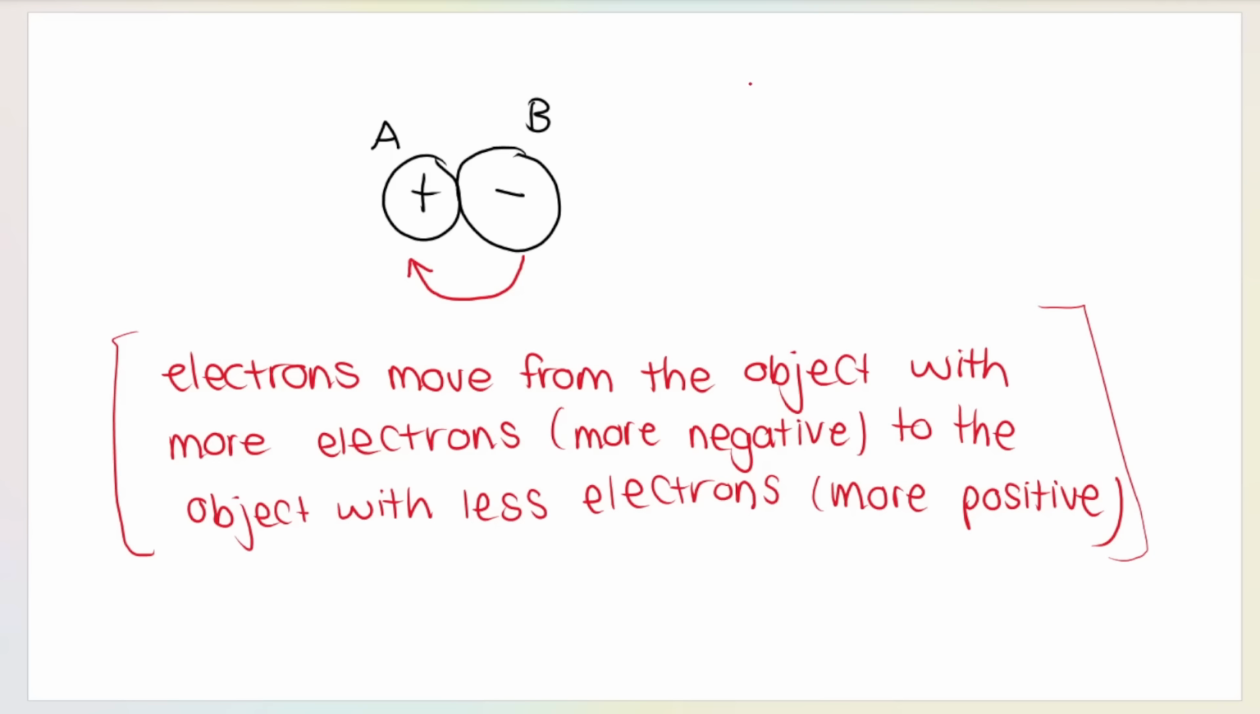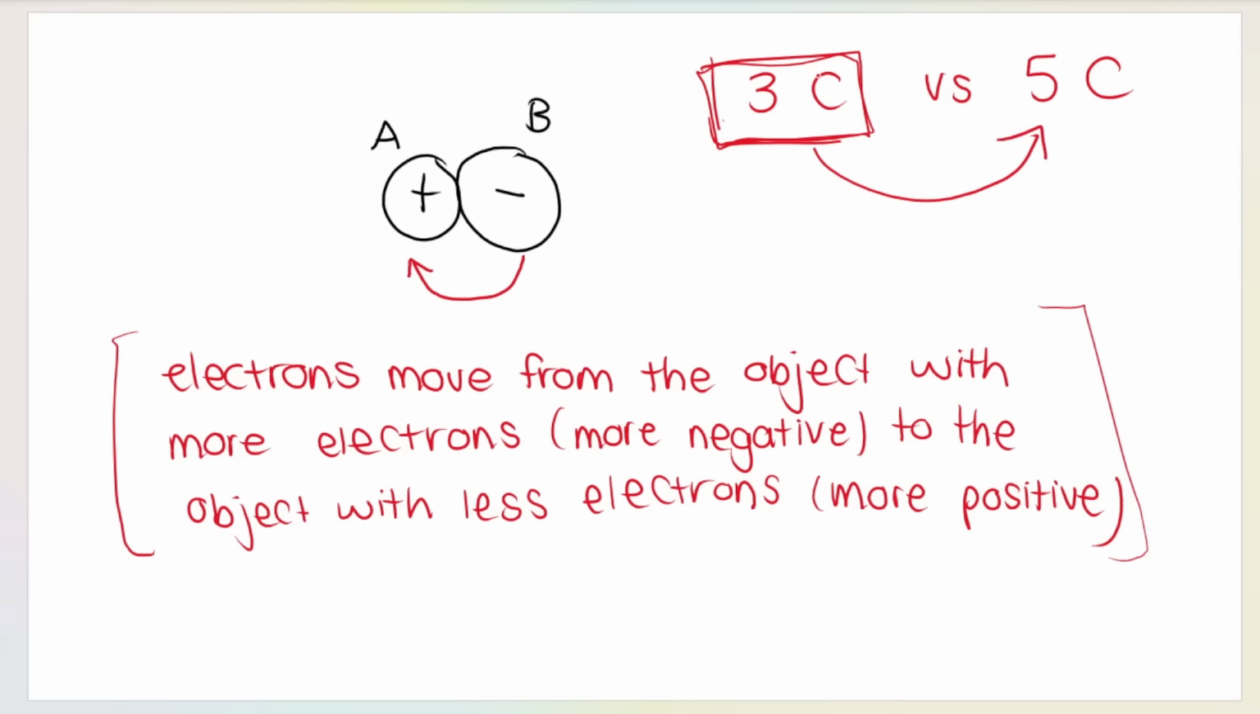And just remember, if I have 3 coulombs versus 5 coulombs, which way will electrons move? From the 3 coulombs to the 5 or the 5 to the 3? Well, neither of them are negative, but this one is more negative. It's closer to being negative. It's less positive, if that makes sense. So electrons will move from the more negative to the less negative.